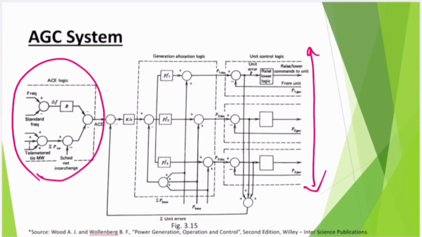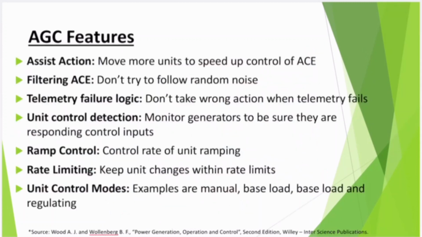It assists action, moving more units to speed up control of ACE. Filtering ACE: don't try to follow random noise. Telemetry failure logic: don't take wrong actions when telemetry fails. Unit control detection: monitor generators to be sure they are responding to control units. Ramp control: control rate of unit ramping. Rate limiting: keep unit changes within its rate limit. Unit control modes, examples are manual, base load, and regulating.